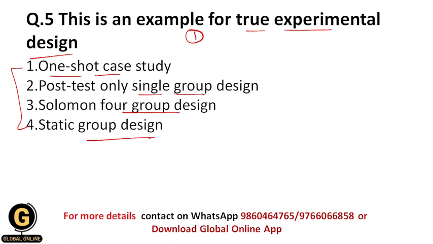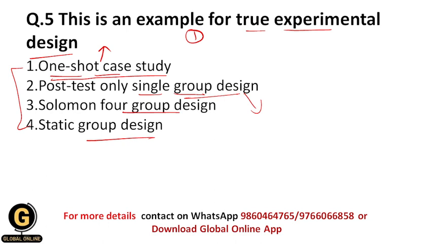Now let us see each and every study over here. What is one shot case study? Here a single group of test units is exposed to experimental treatment and a single measurement is taken afterward. It only measures post test results and does not use a control group. Now next is post test only single group design. What is this? So this is basically the quasi experimental research design.